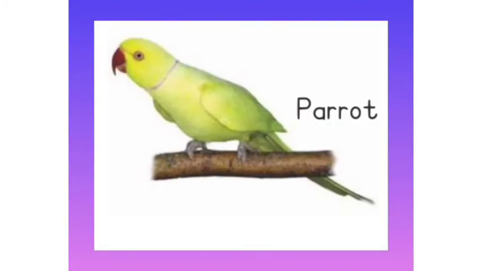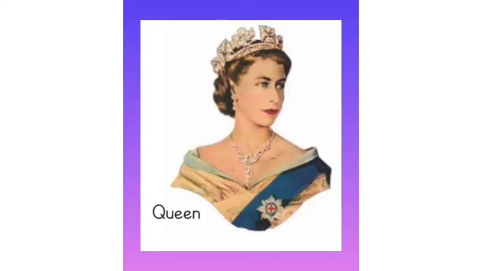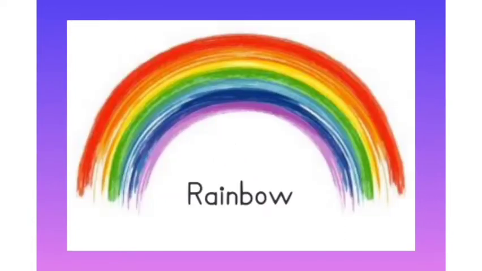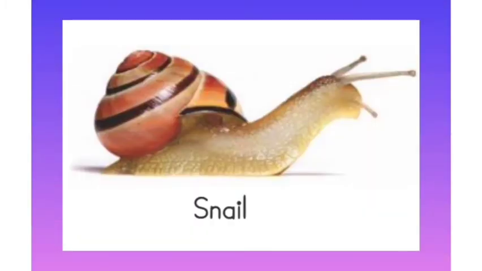Alphabet P. P says P. P for parrot. Alphabet Q. Q says Q. Q for queen. Alphabet R. R says R. R for rainbow. Alphabet S. S says S. S for snail.